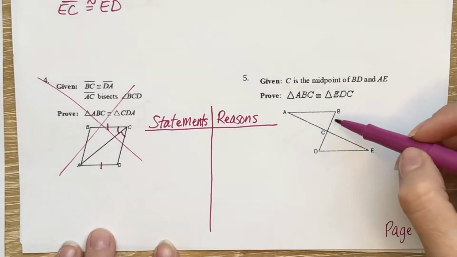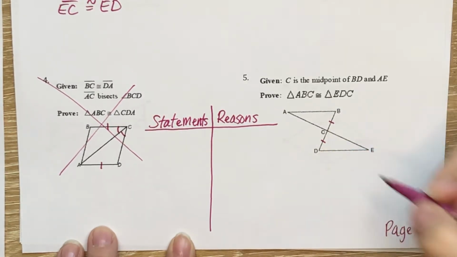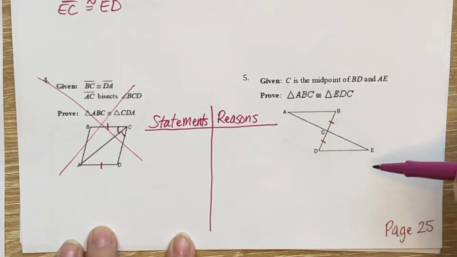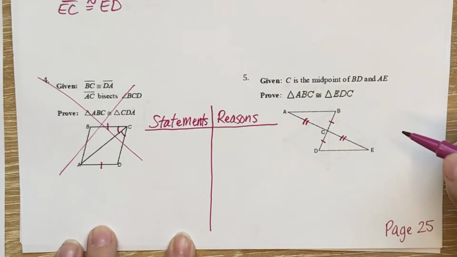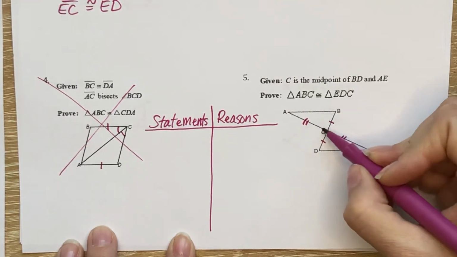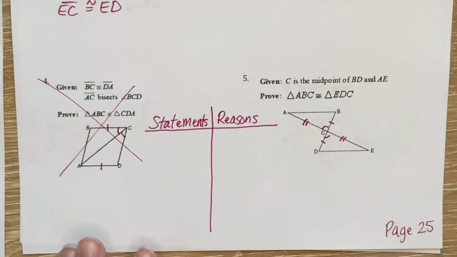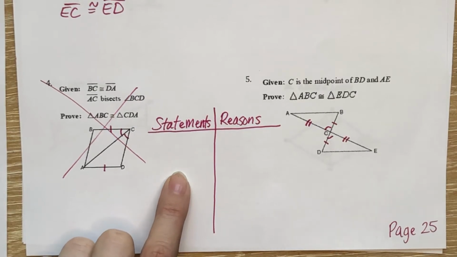All right, so let's take a look at what we know. It says that C is the midpoint of BD, which means this line is congruent to this line. It says that C is also the midpoint of AE, which means this line is congruent to this line. And we have vertical angles. So here we have it, side, angle, side.